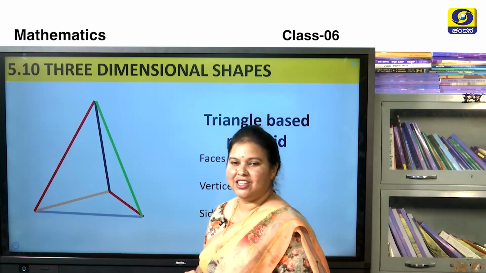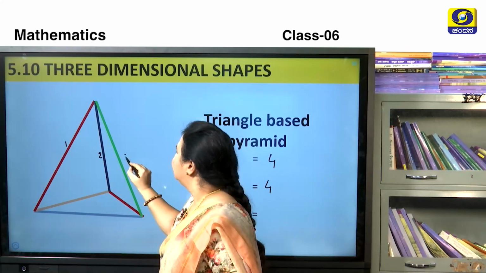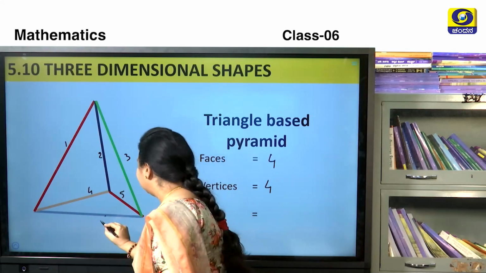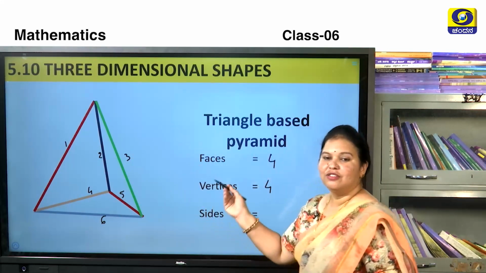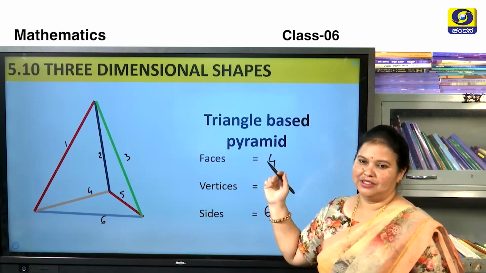And how many sides are there? Let us count. 1, 2, 3, 4, 5 and 6. So in total we have 6 sides in this triangular pyramid, isn't it?